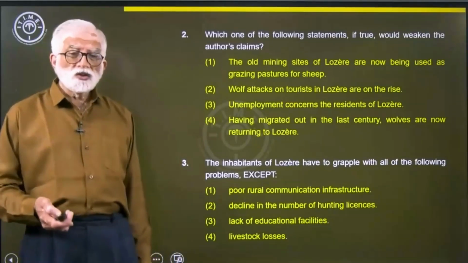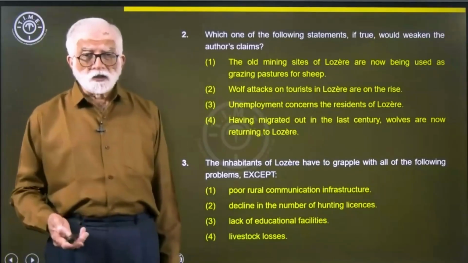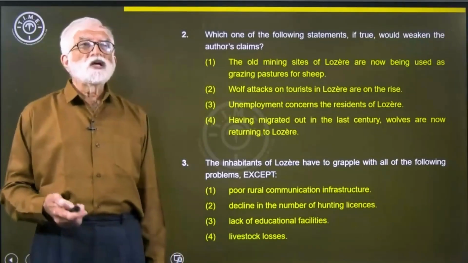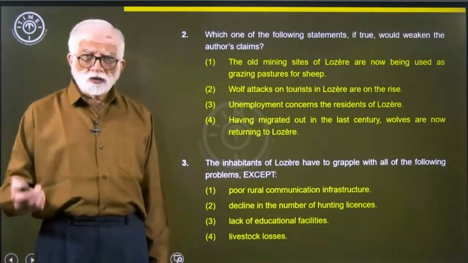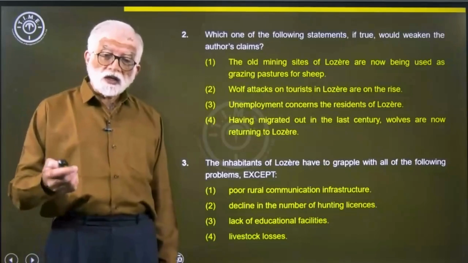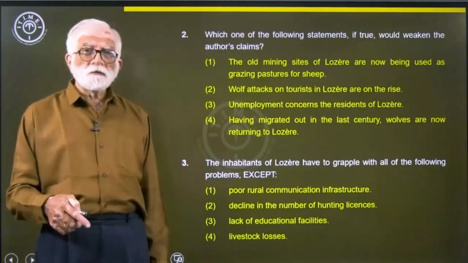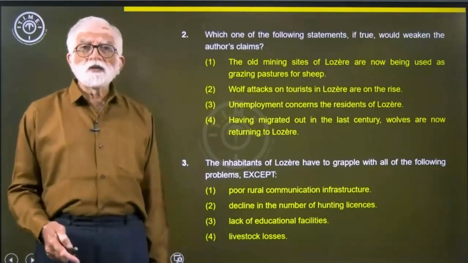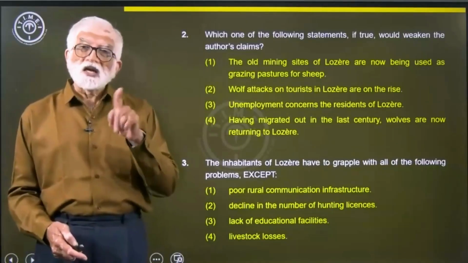Wolf attacks on tourists in Lozère are on the rise, which means the author has told us that environmentalists are happy. For them, it's a good thing. People would actually flock to areas where they could view or get to know about wolves. But if wolves are attacking tourists, then that means not only the farmers are going to be unhappy, but tourists are also going to be unhappy about the increased population of wolves. Whereas the author is saying tourists are happy.